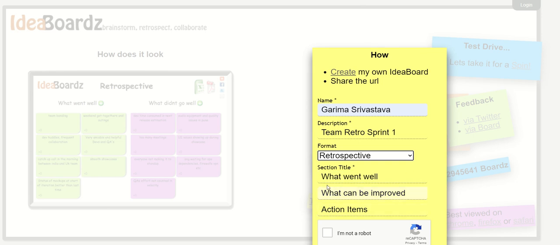So you can see the section titles: what went well, what can be improved, what action items. If you want, you can just change it here, saying good, bad, action items, anything, whatever you like. I'll just leave it in the simple format, what went well.